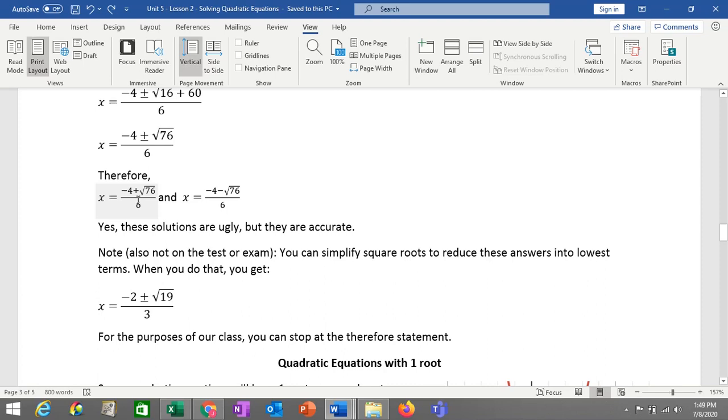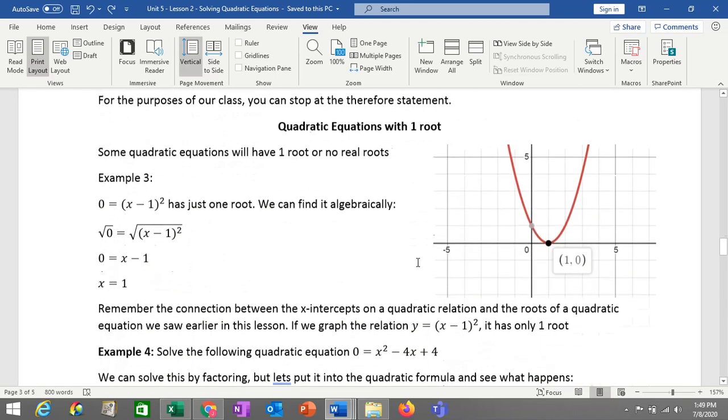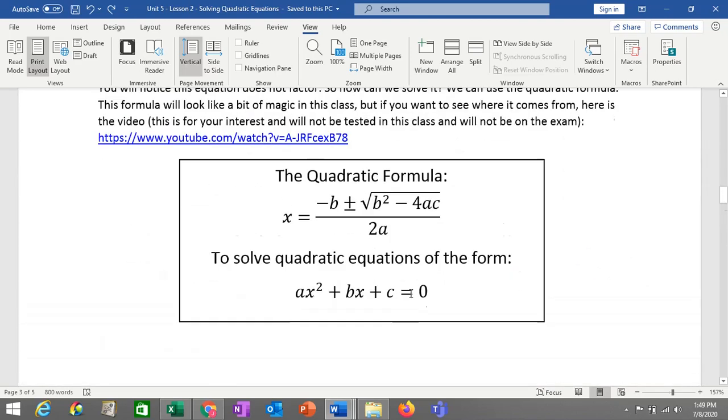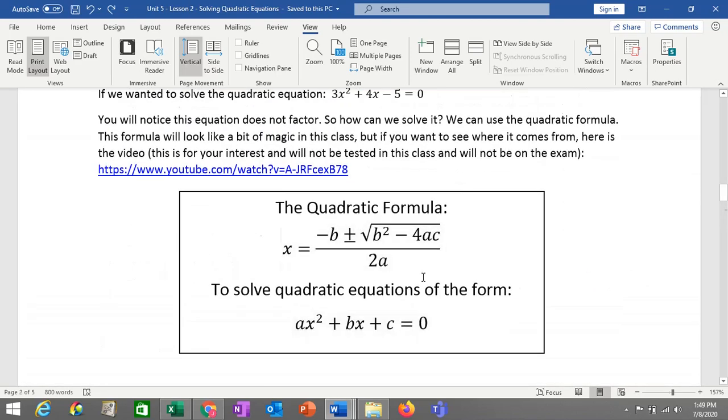I just want to mention, though, that if you put this as your answer in grade 11, you will not get full marks. So you might maybe have some awareness of this already, but you can actually simplify roots sometimes. And if you do that, you'll get this as your answer. If you don't know what I'm talking about, don't worry about it. But if you do know what I'm talking about, try it. You should get this. Okay, so quadratic formula, right? Pretty easy. Just sub in numbers.